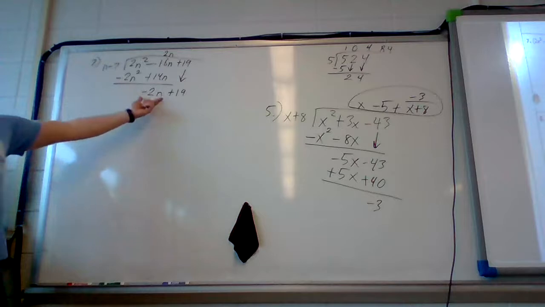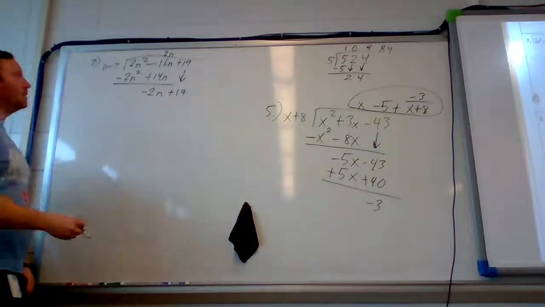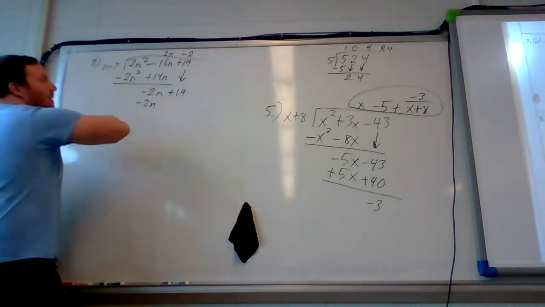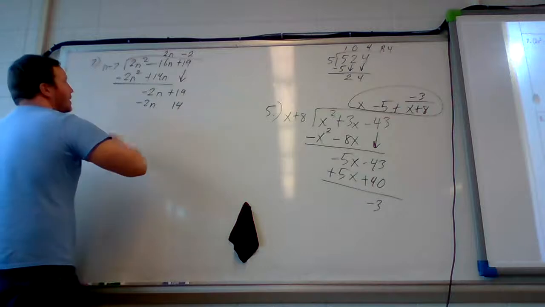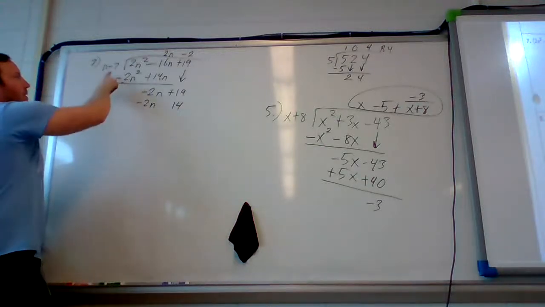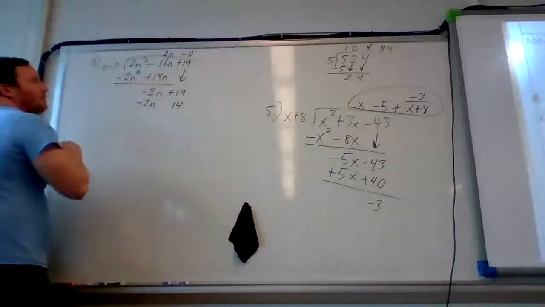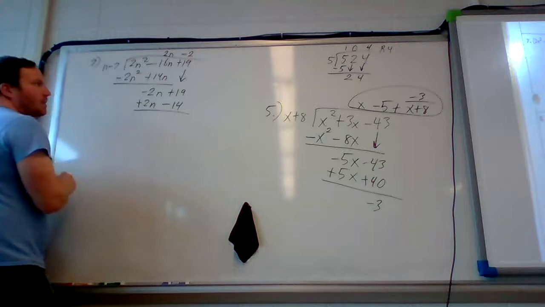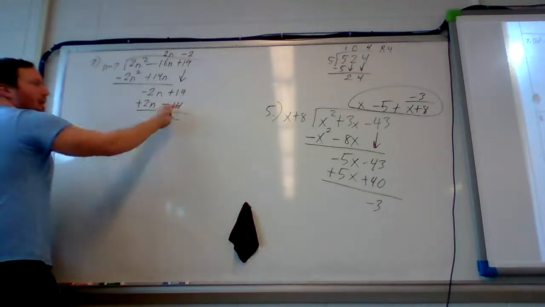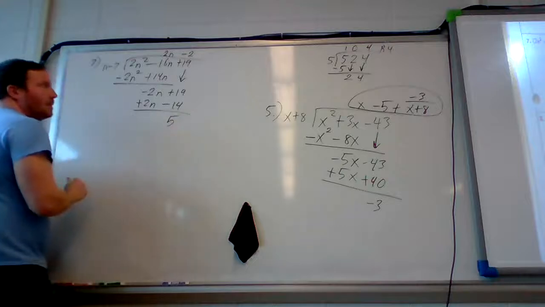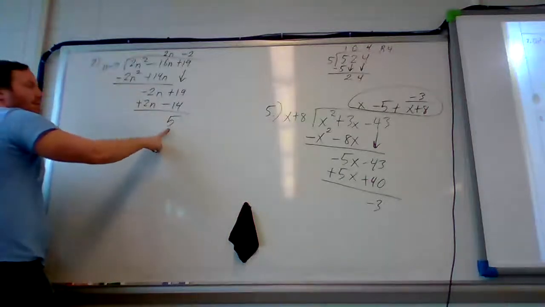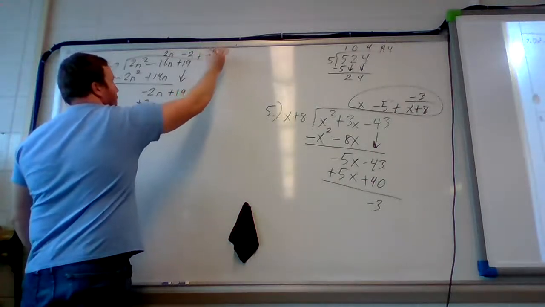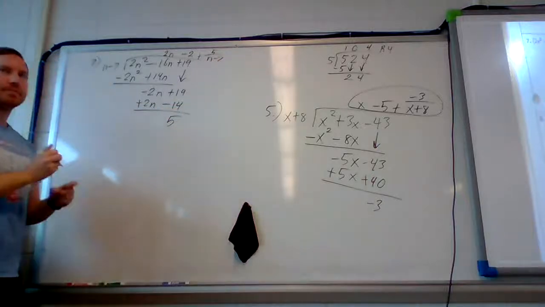What times n gets us negative 2n? Negative 2. And then negative 2 times negative 7. I think that gets 14. Change the signs. These cancel out. 19 minus 14 gives us 5. I cannot turn an n into a 5. So this is going to be our remainder, plus 5 over n minus 7.